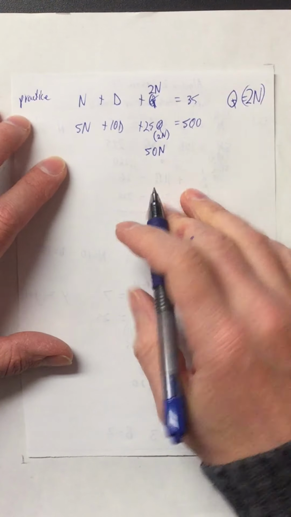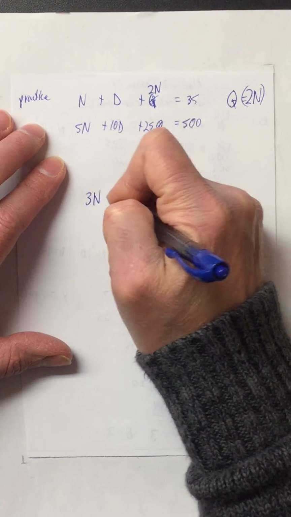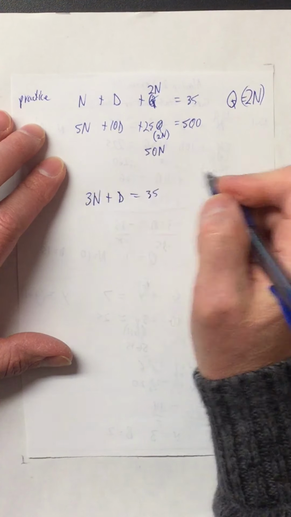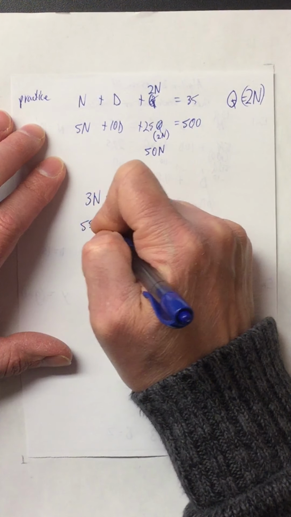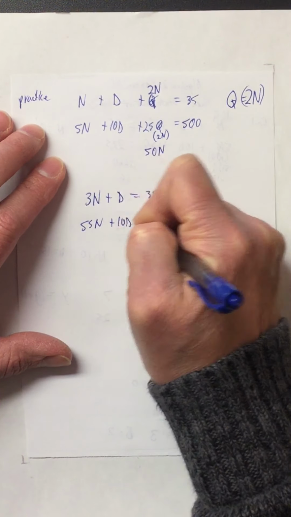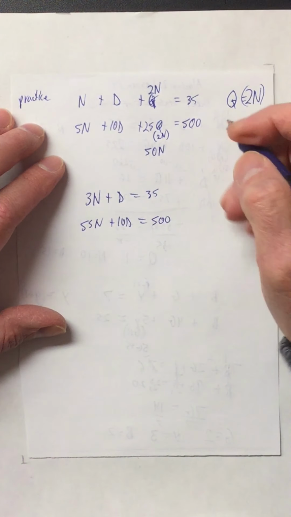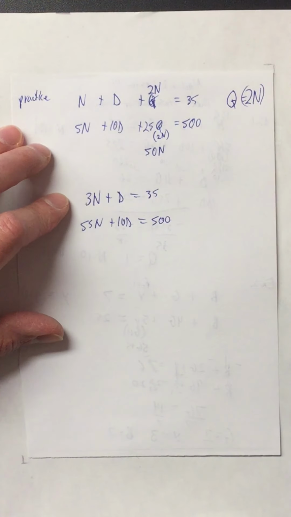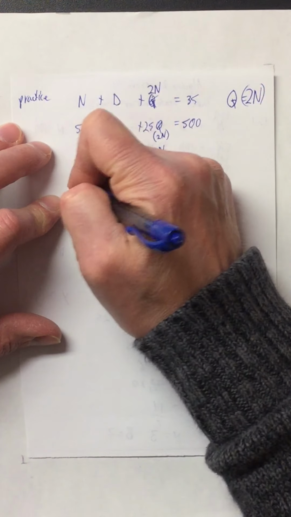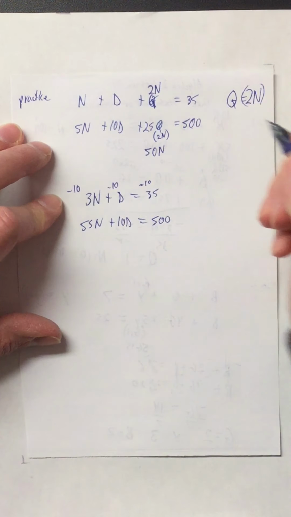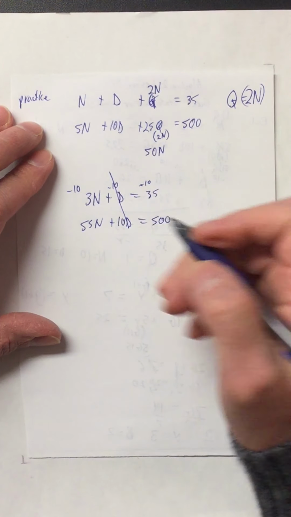And then let's combine some like terms. Looks like 3n plus d equals 35. And then looks like 55n plus 10d equals 500. All right, now I need to get something to cancel. I think I'm going to multiply times -10 because it's a nice easy number there. So that will cancel my dimes.